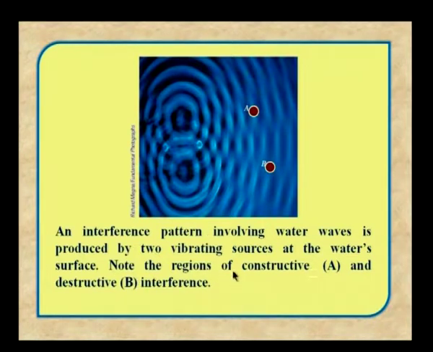Note that there are two regions. A is the point where there is a constructive interference, whereas at the point B there is a destructive interference. What do you mean by destructive interference? When will you get destructive interference? If the crest of the wave A and the trough of the wave B overlap each other, if they meet each other, the crest will annul the trough, both of them will be annihilated.